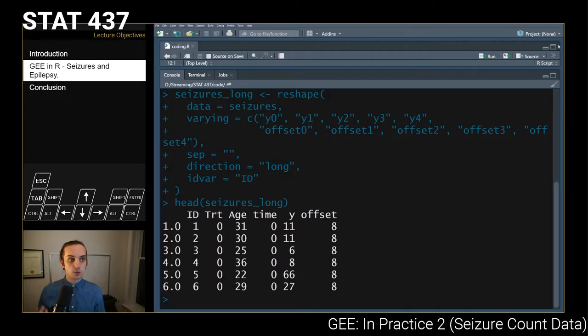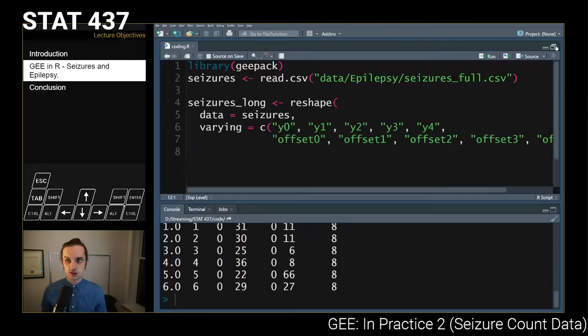The word of warning I gave in the last video, and it's actually going to matter here, is that we need to sort the data first by the ID and then by the time index. You can see here we actually have ID 1, 2, 3, 4, 5, 6, all of them at time zero. That's the default way that reshape transitions our data. That's not going to work for geeglm.